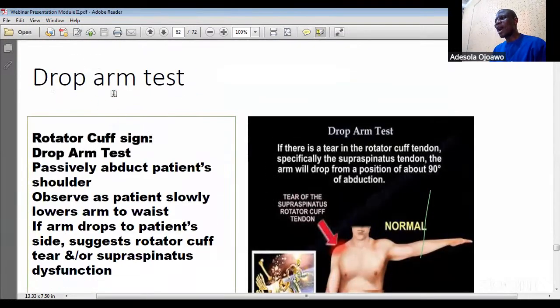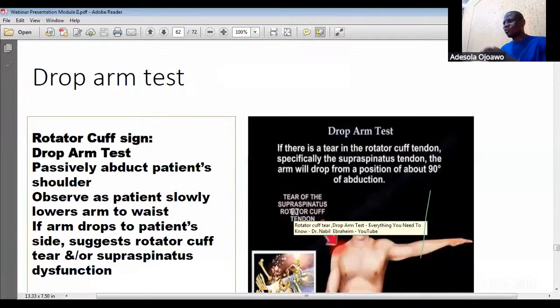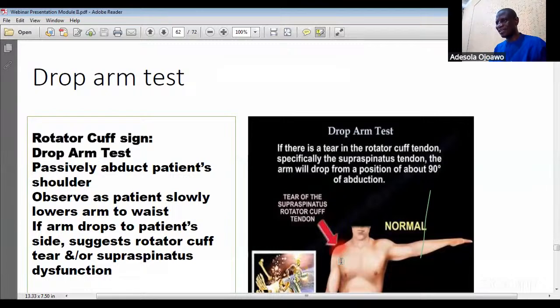This is the drop arm test, very interesting. Tell the patient to abduct the arm to his side and then drop it, leaving the hand free. When he leaves the hand freely, the hand shouldn't slap on the patient's body. But if the hand slaps on the patient's body, it shows that the supraspinatus is affected. I call it the drop arm test. It's a test for rotator cuff dysfunction.